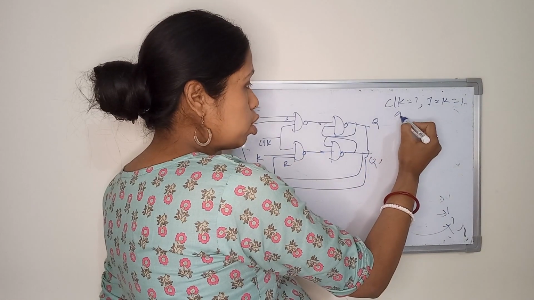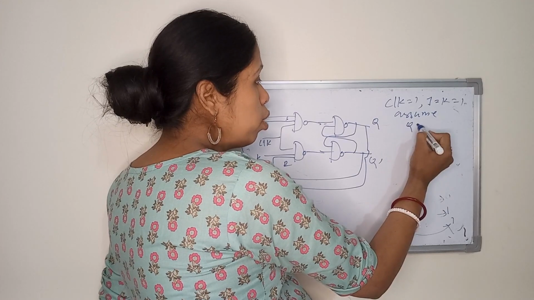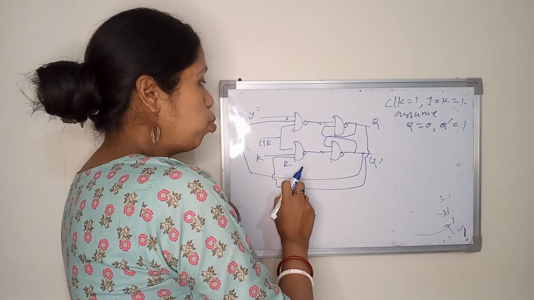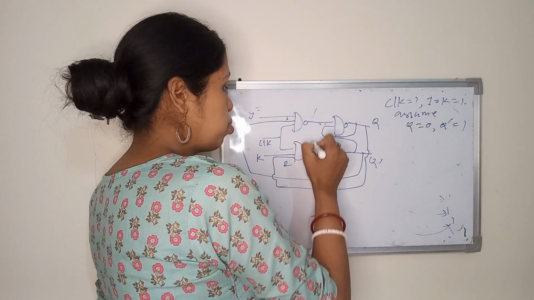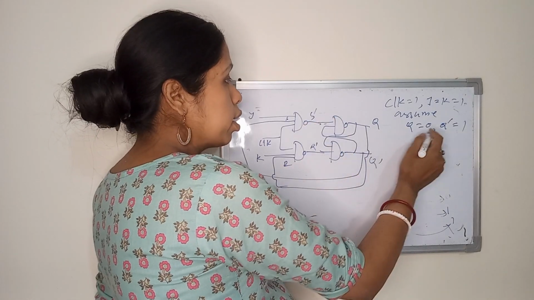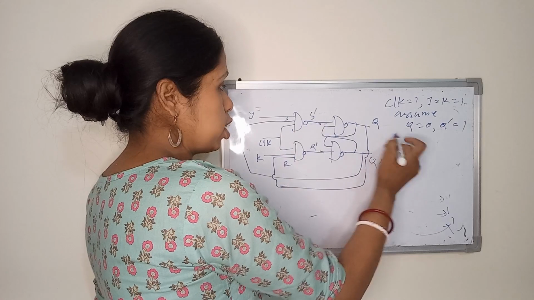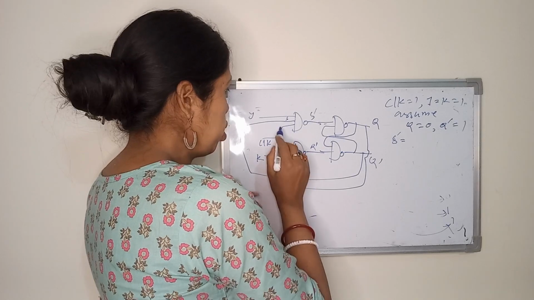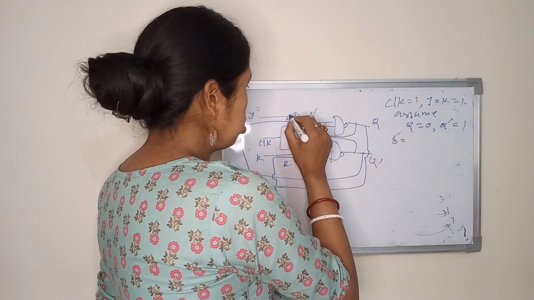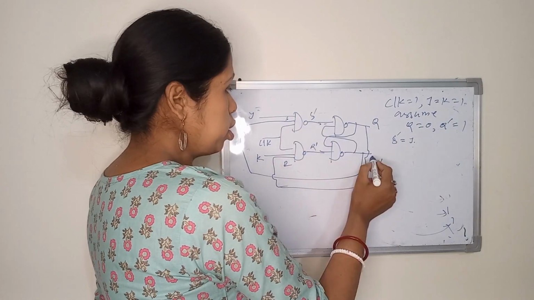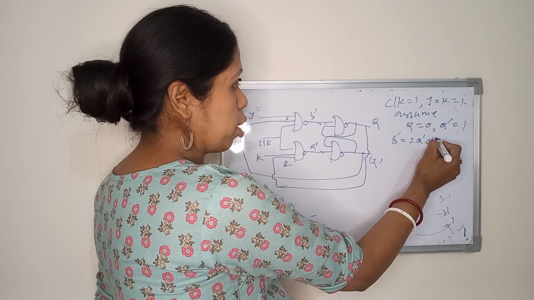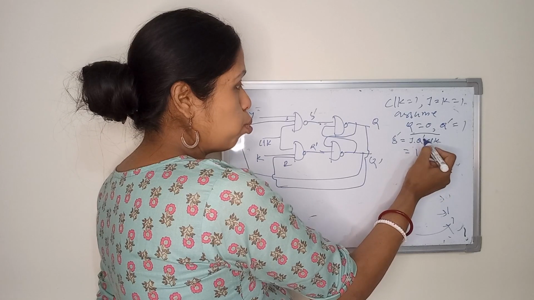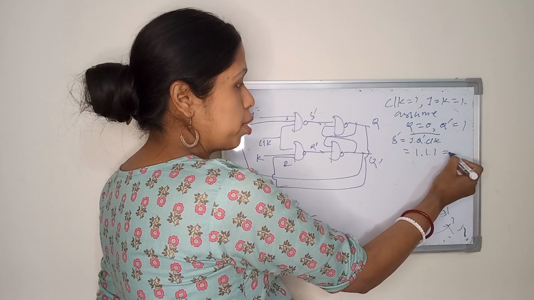Suppose assume Q is 0 and Q prime is 1. Okay, right? So what will be the output in this case? Suppose the NAND outputs are S prime and R prime, right? Q is 0. So what will be the output of S prime? Here J is 1. In the first NAND gate, J dot Q prime is coming here and clock is coming here. What will be S prime? J is 1, Q prime is also 1, clock is also 1. So it will become 0.